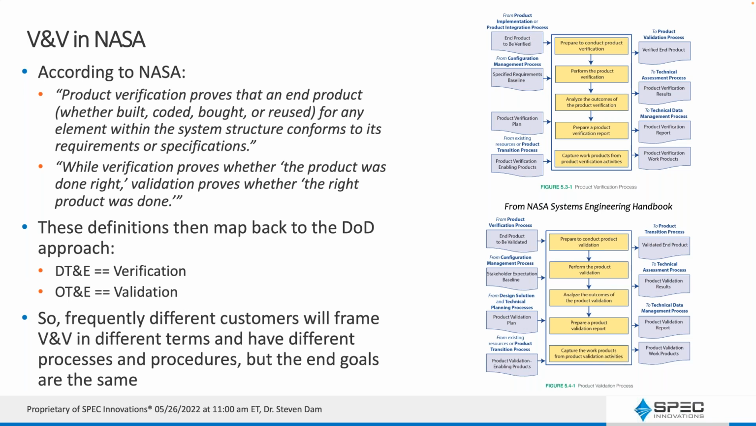You know, what is it that they're really trying to accomplish at the mission level? And so that's where validation comes into place. That's another way to look at it. So anyway, different customers are going to frame things in different terms, and they'll have different processes. But again, really the fundamental end goals are pretty much the same.